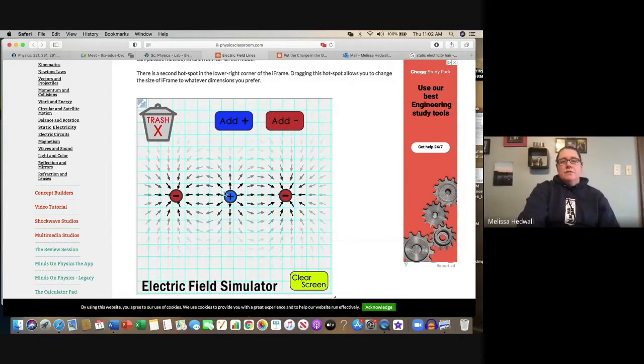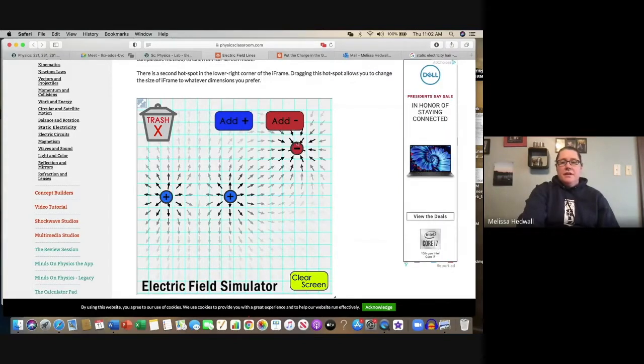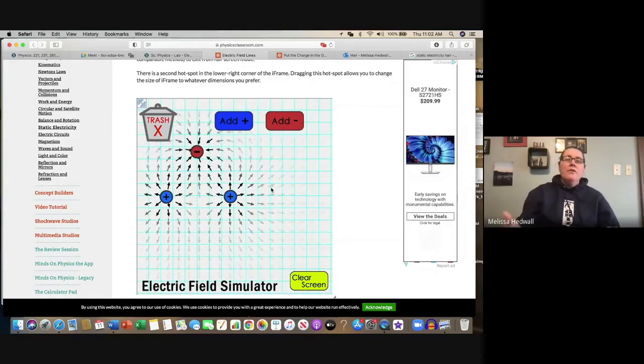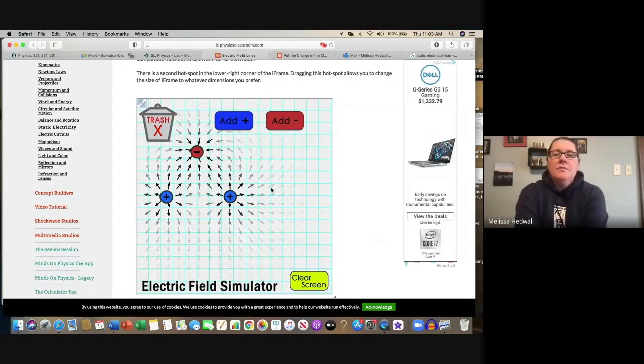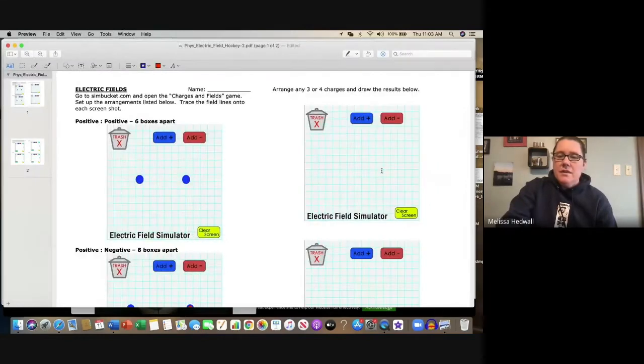You could do 2 positives, positive here, and then a negative over here. You can put something up here. However you want to do that is up to you. But pick two different configurations that you want to do for that. And then you'll put those in these 2 spots.